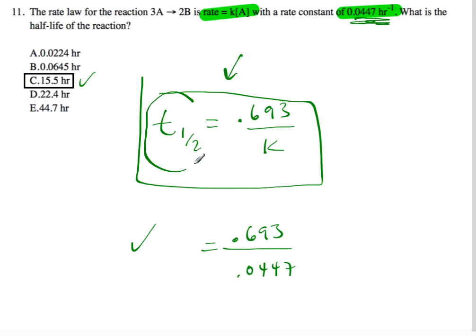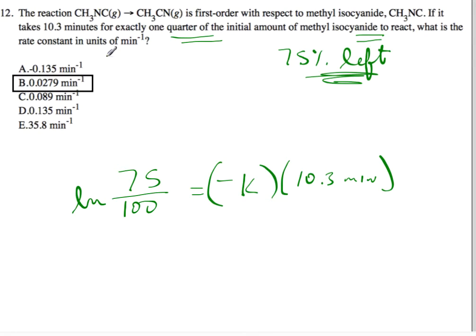If they gave me half-life, all I would have to do in that case is basically take 0.693 divided by half-life equals k. You can solve for either one on a problem, so be aware of that. It's in your booklet. Next one.